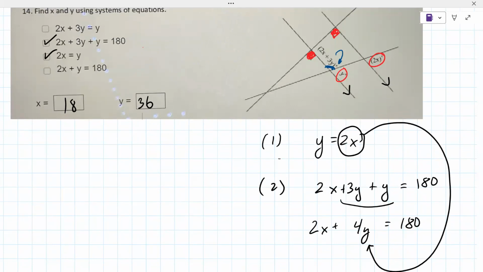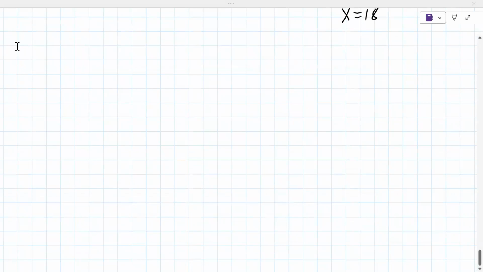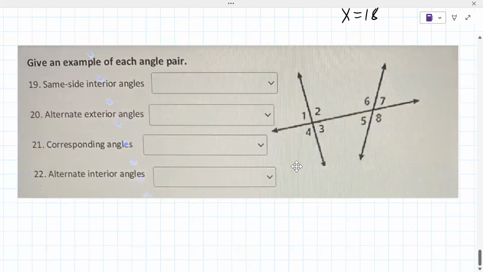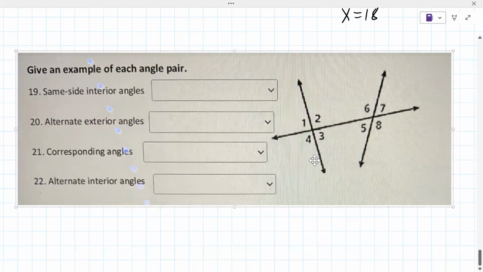Okay, any thoughts on that before we move on? No. Okay, so 19 through 22 is the next grouping of questions. So we've done a lot of this now. The lines don't have to be parallel, but you can think of this as the transversal.